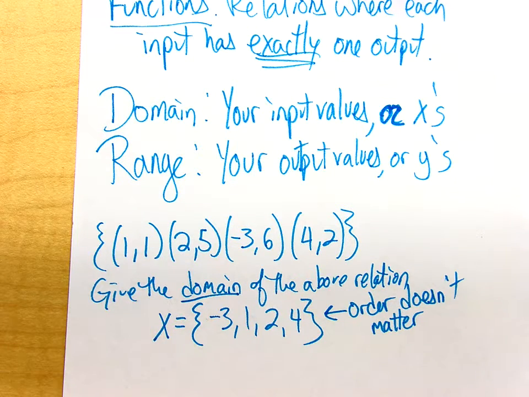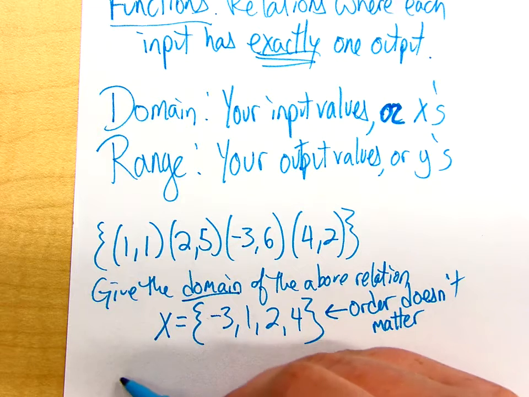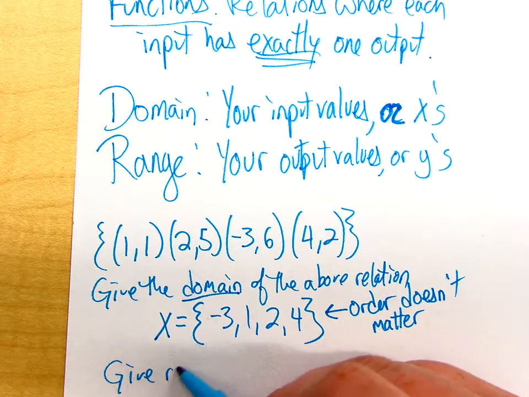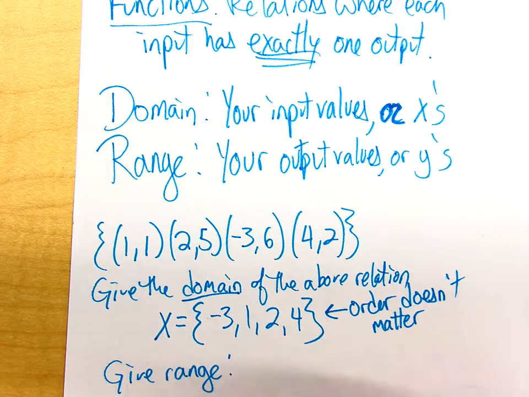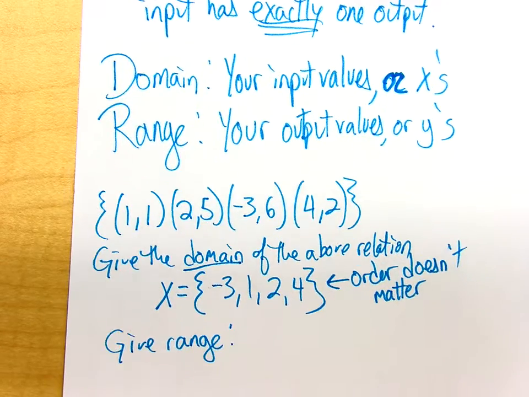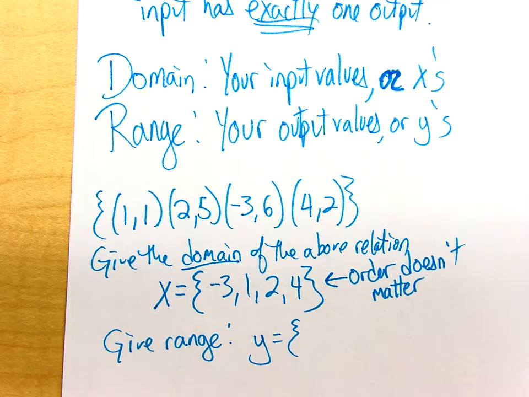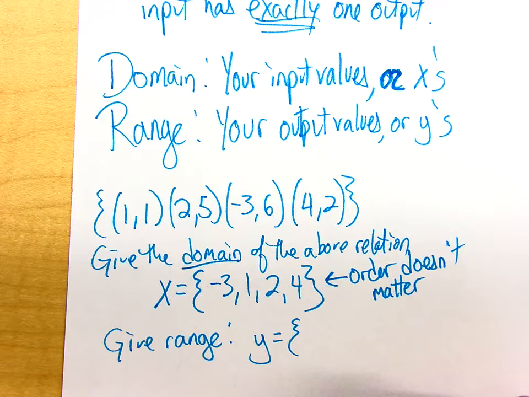Because it's just a listing. So if I asked you to give the range, the range, of course, is your y value. So we'd have y equals, funny bracket. And then what goes in my range?